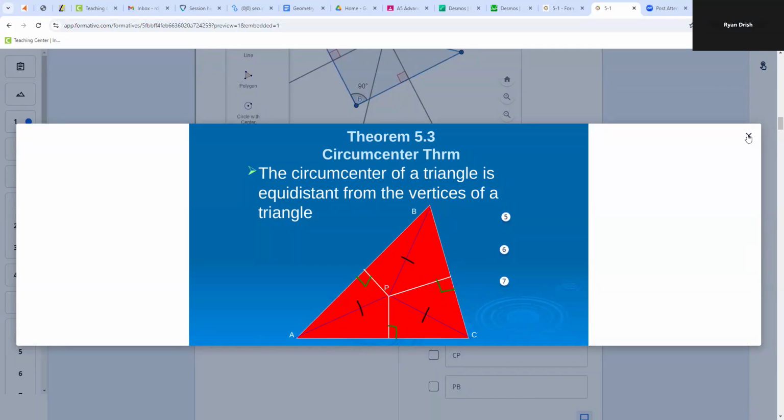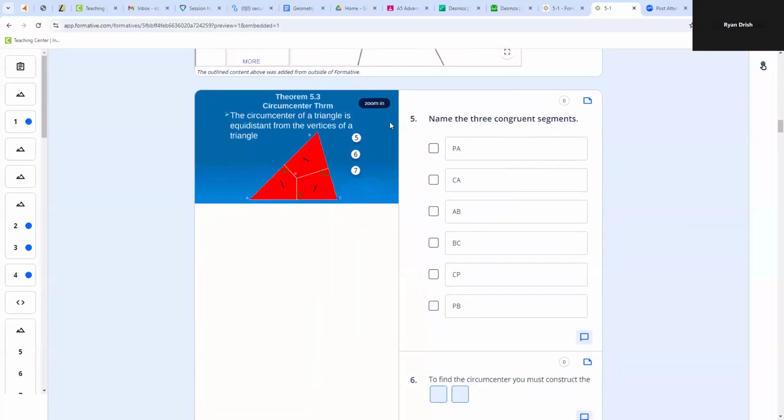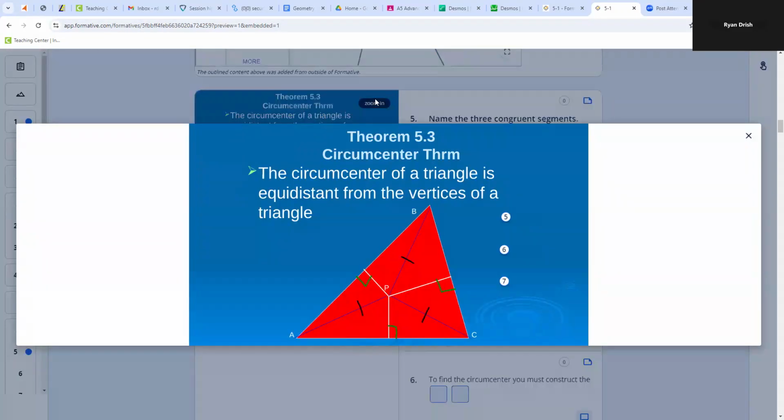It's an equal distance. Therefore, number 5 says, name the 3 congruent segments according to this picture. That would be PA, PC, and PB. Those are the 3 segments that go from the vertex to the circumcenter. And the whole point of the circumcenter is that it's equally far away from every vertex.